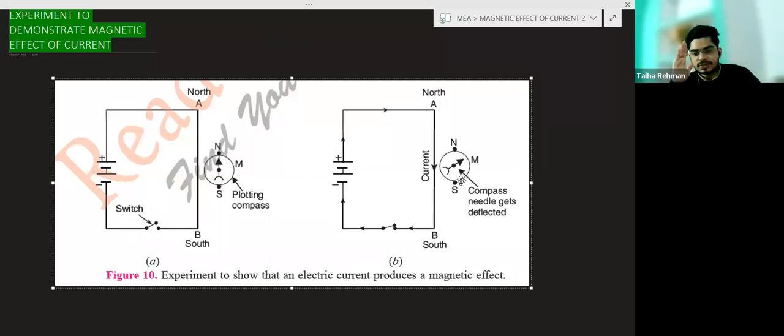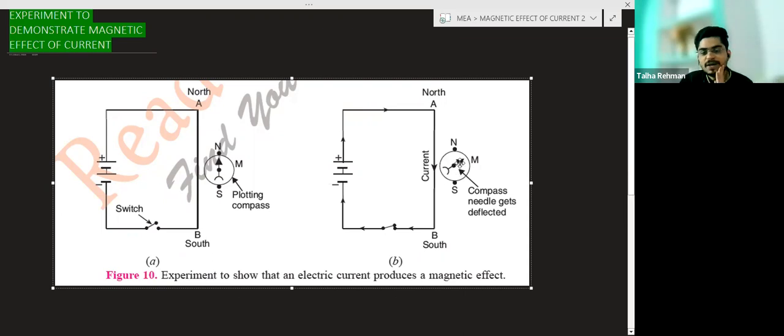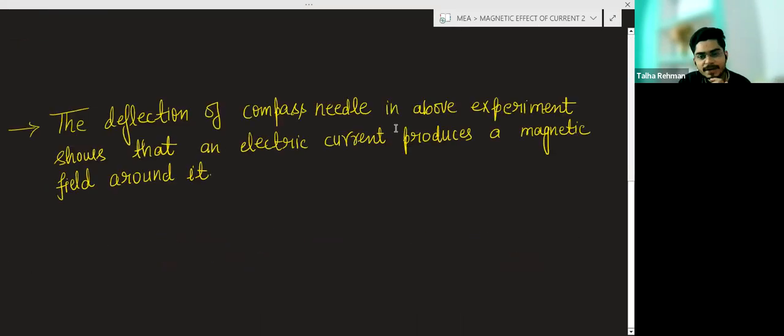The deflection in the magnetic compass shows the magnetic field at a point. There is a magnetic field here, which is why the compass is getting deflected. Due to that magnetic field, there is a magnetic force on the compass. So with the help of current, there is a magnetic field around it. The deflection of the compass needle in the above experiment shows that an electric current produces a magnetic field around it. So this is proved.